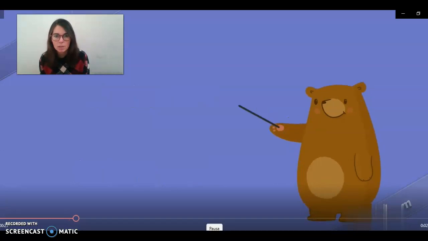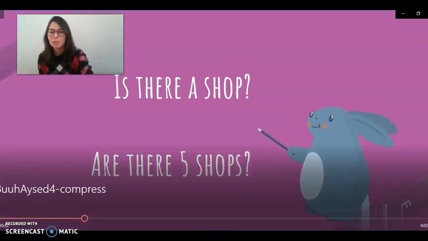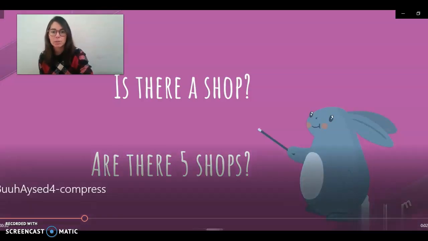Good? So, let's practice. Here we have examples, right? So, is there a shop? Is one example. Are there 5 shops? Right? So, that's the difference. Is there one shop? Are there 5 shops? Cuando hay una, is there. Cuando hay muchas o más de una, are there. Good.